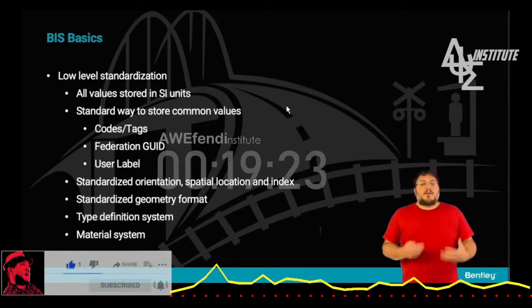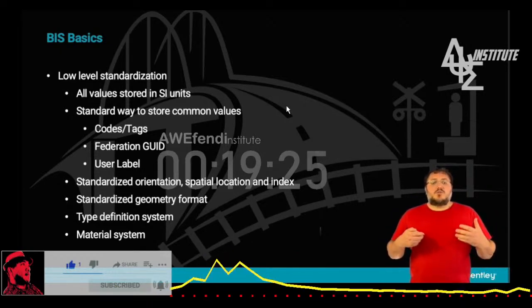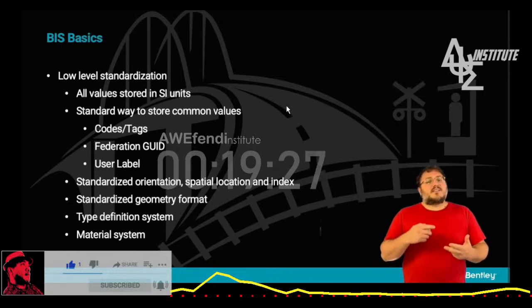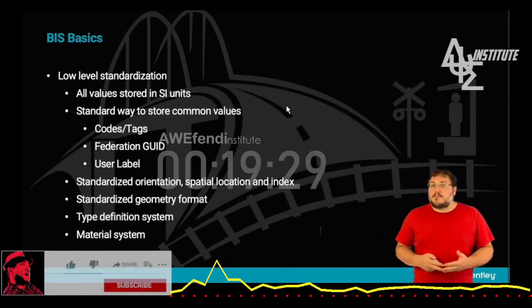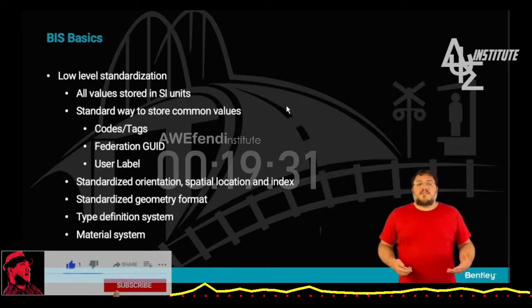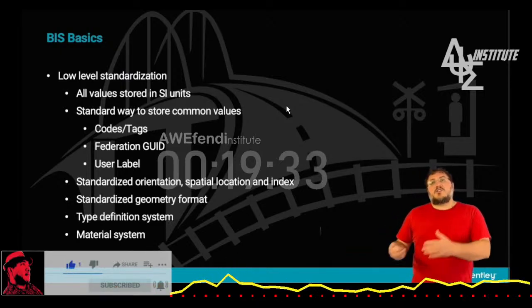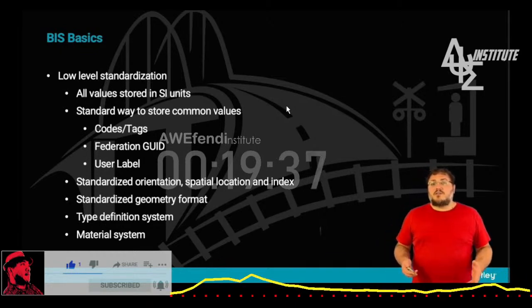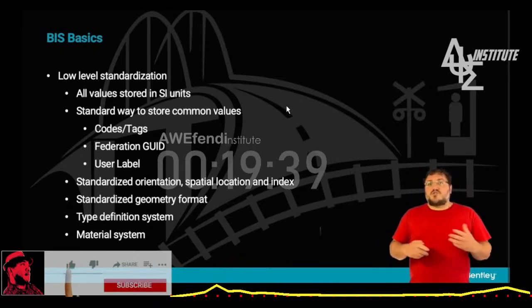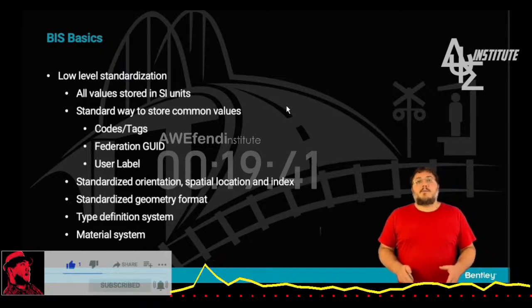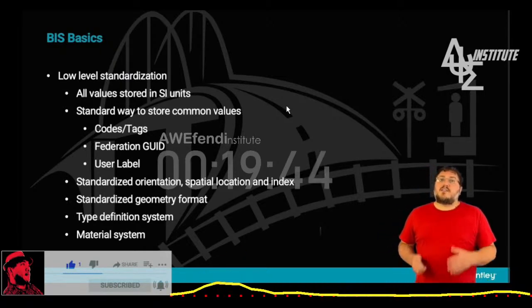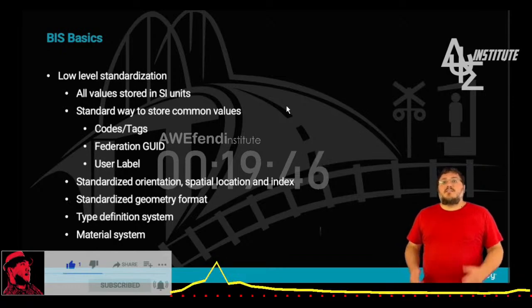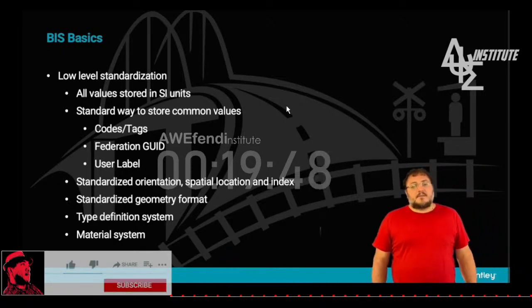Next, we have a bunch of standardizations when it comes to things that are oriented in space, things that are spatially located in our geometry format. So if you have something that's spatially located, it's in our spatial index, which means you can do fast and efficient queries to find things within volumes. Its orientation is stored in a standard way, and the geometry is stored in a standardized format that you can break open and use with our API.